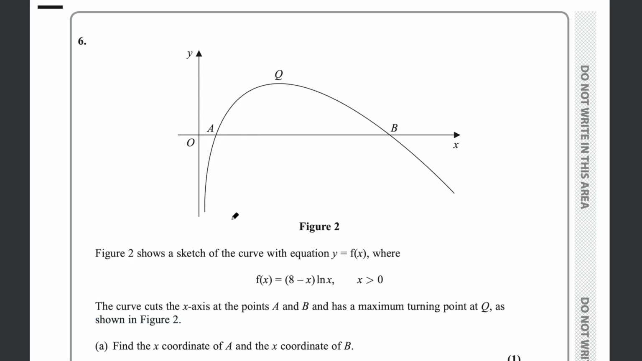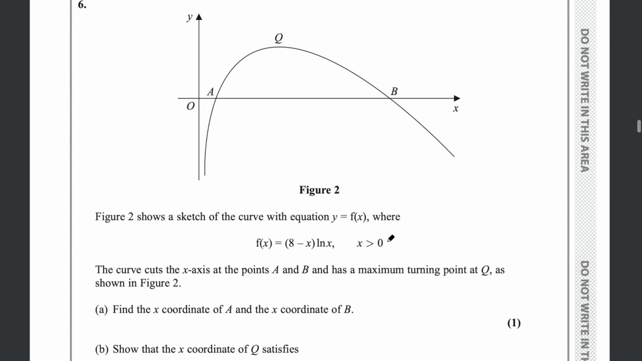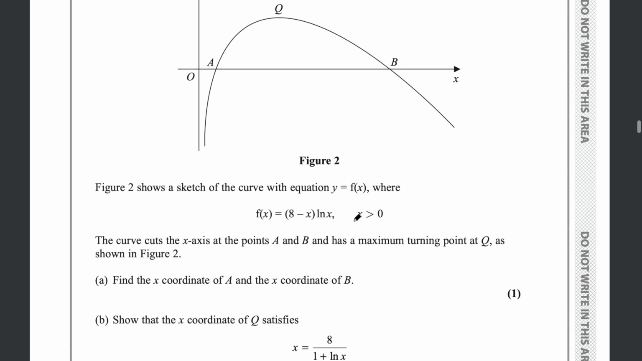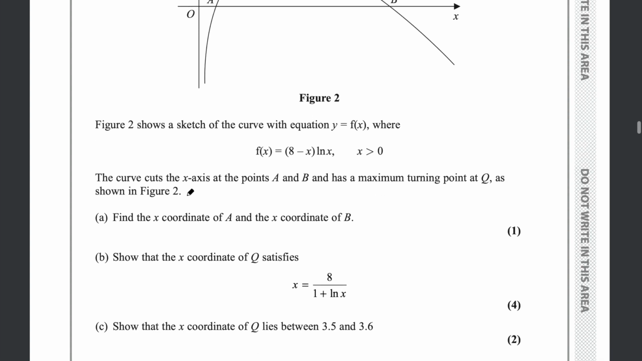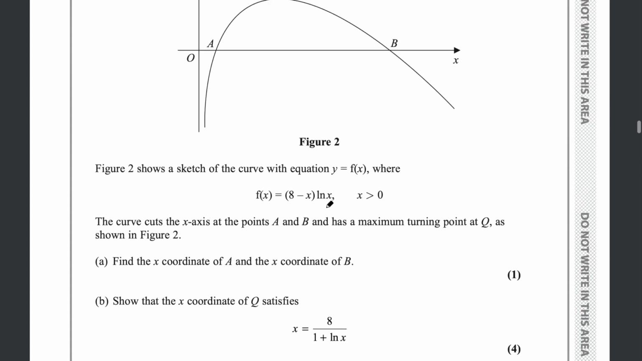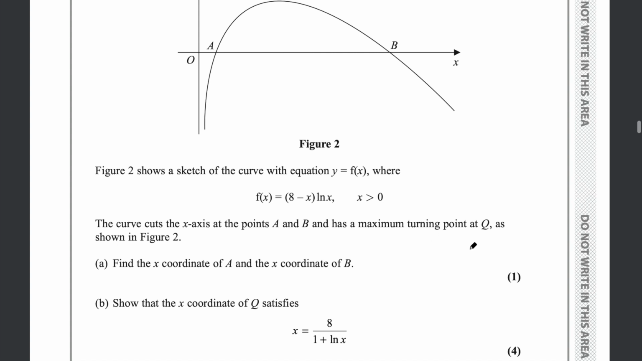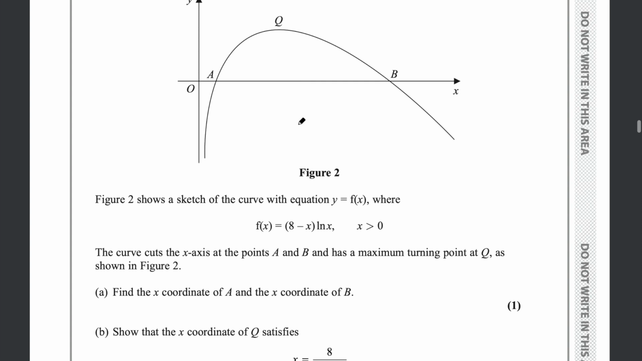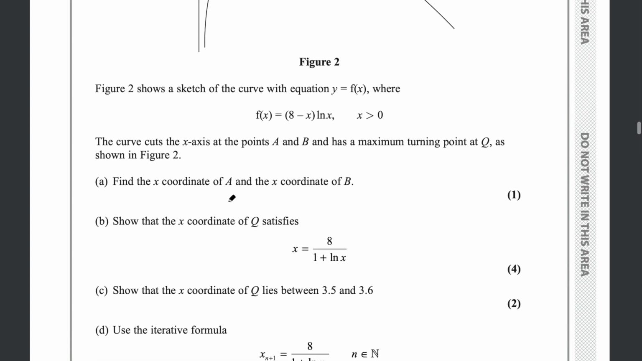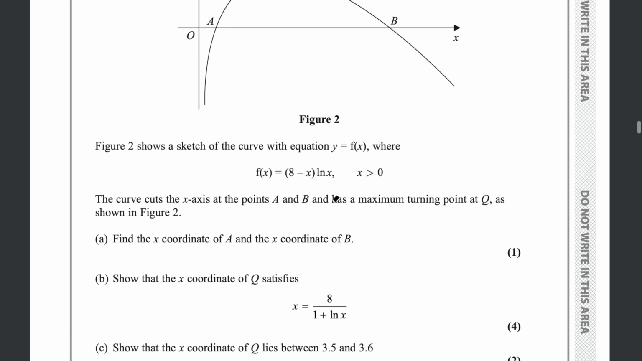Question 6 starts with a diagram, and it says figure 2 shows a sketch of the curve with equation y equals f of x, where f of x equals (8 take x) log of x, and x is greater than 0. The curve cuts the x-axis at the points A and B, and has a maximum turning point at Q as shown in figure 2. So A and B and Q. Part A says find the x-coordinate of A and the x-coordinate of B.